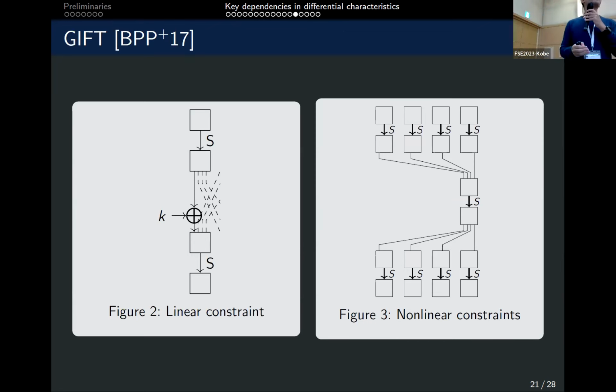So we can do the same thing for GIFT itself. But for GIFT, because of the interactions of the bit permutations, for the nonlinear constraints, we cannot actually go for far too long.